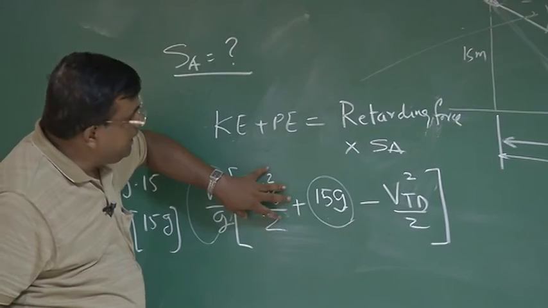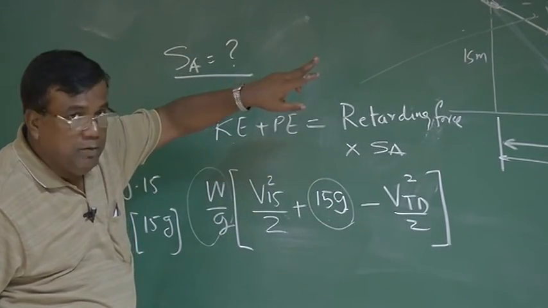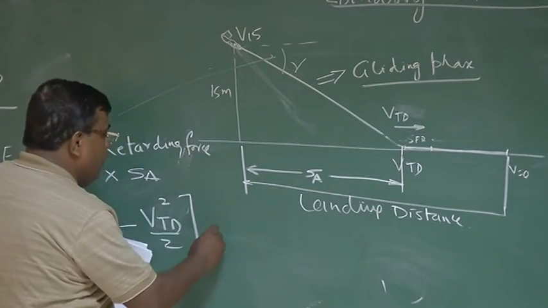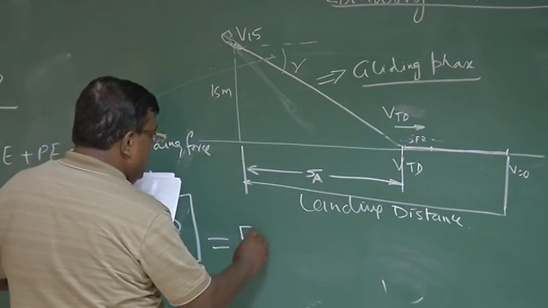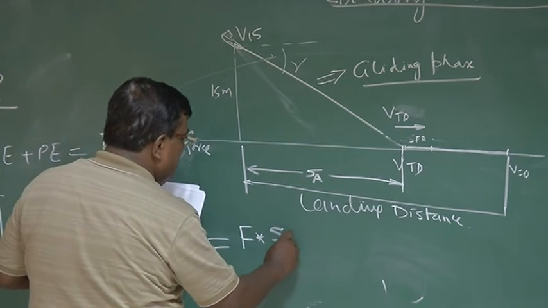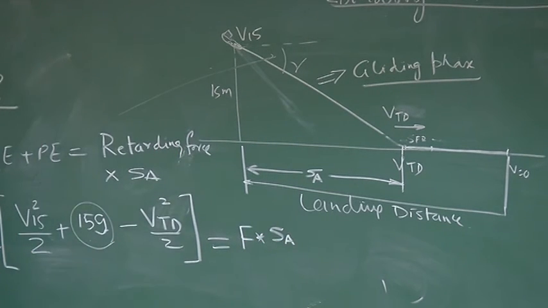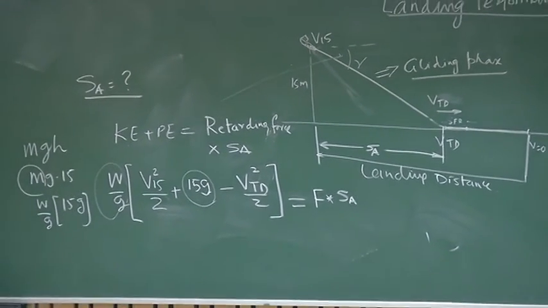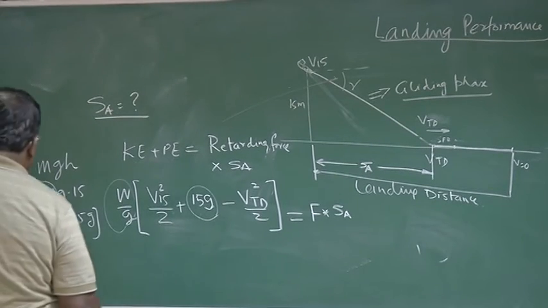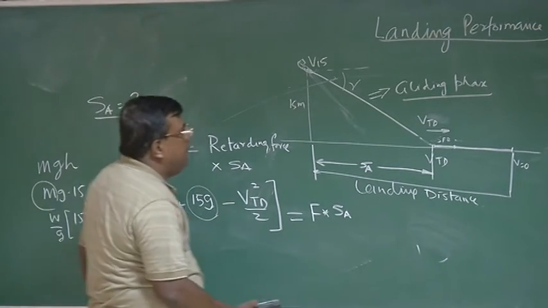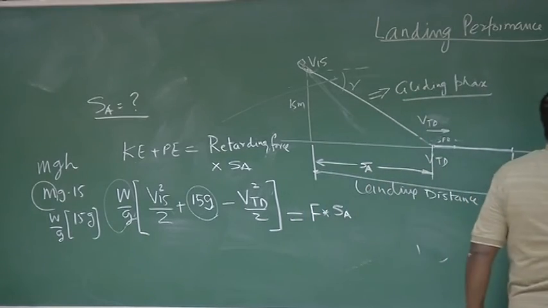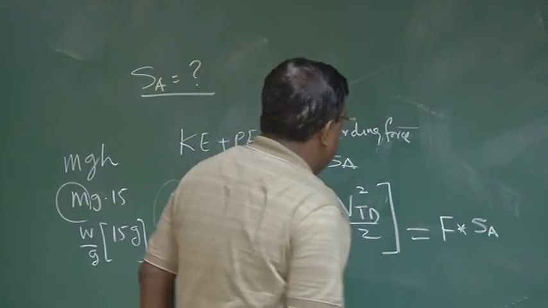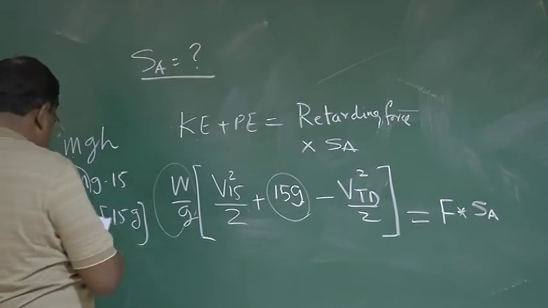This is kinetic energy plus potential energy at V15 minus the kinetic energy here, and that is equal to the retarding force into SA. That is the work done by the retarding force. That's the approximation. If I do this, I'll get something meaningful, and I'll get an approximate value. I repeat, this is not very accurate, but this is not bad.